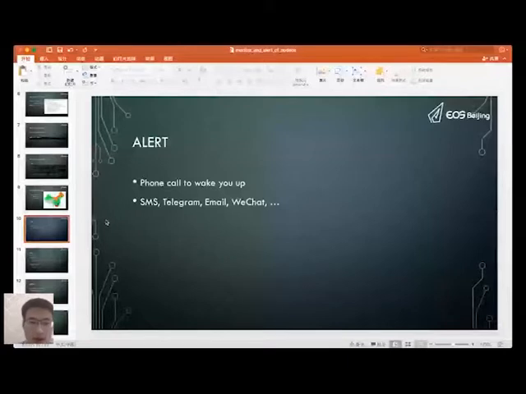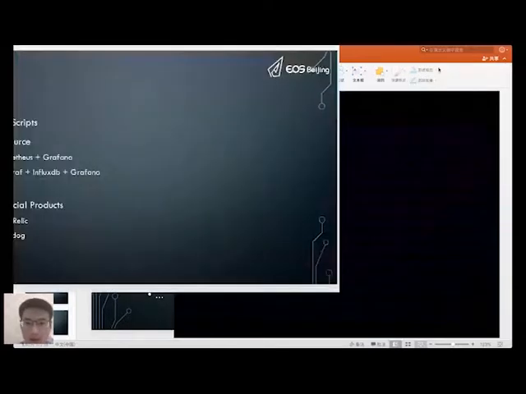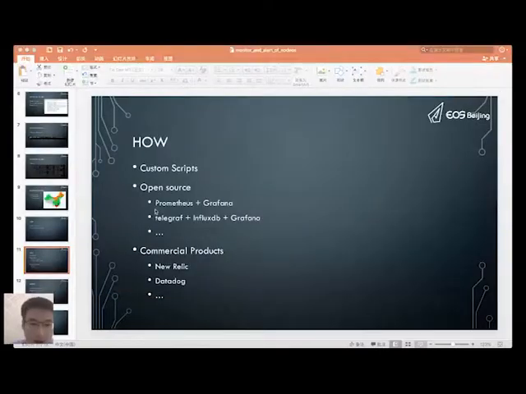And how we monitor this data. There are 3 ways. The first way is that you can just write some custom scripts and call some APIs. The second way is to use some great open source projects like Prometheus plus Grafana, or Telegraf plus InfluxDB plus Grafana, or something else. And also, if you don't have the skill set, or if you don't want to take a lot of time to do these things, you can just buy some commercial products like New Relic or Datadog.